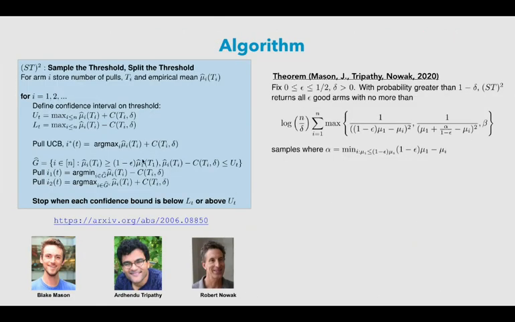The algorithm is written here in detail. It was developed earlier this year, working with a set of collaborators at the University of Wisconsin. This includes Blake Mason, a graduate student there, Ardhendu Tripathi, a postdoc, and Rob Nowak, my former advisor, and I have a link to the arXiv paper.